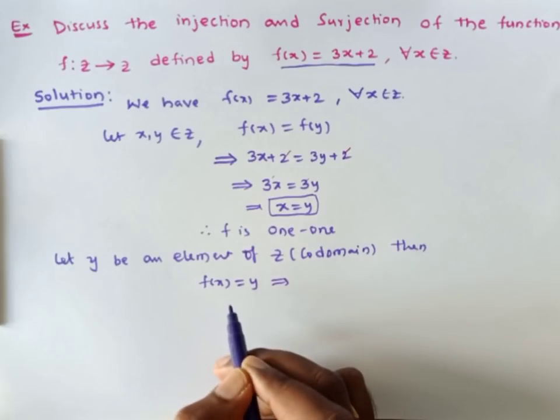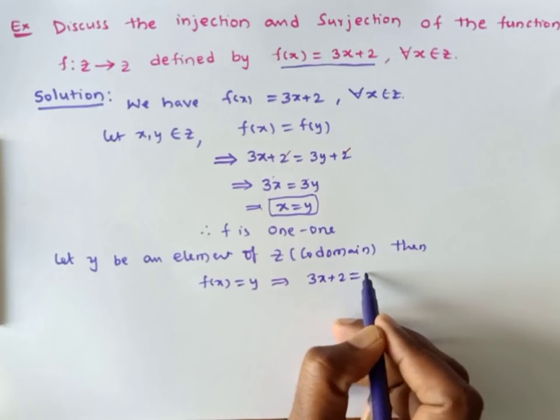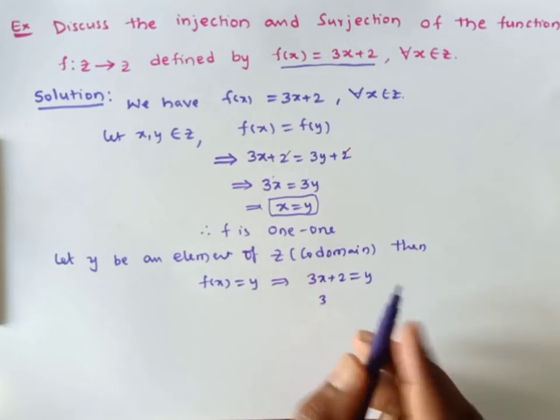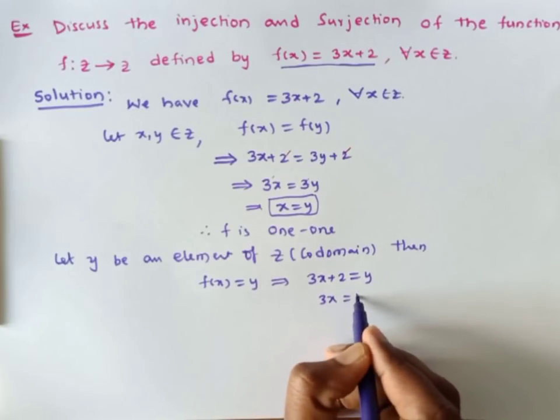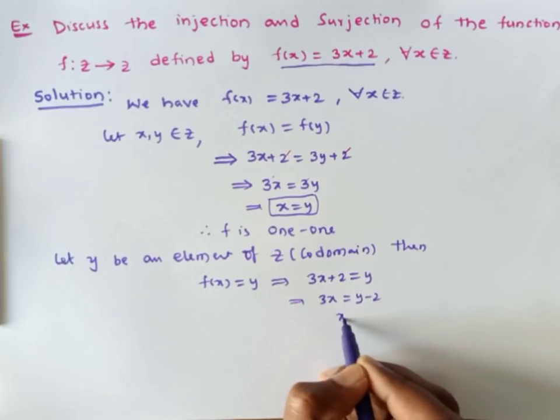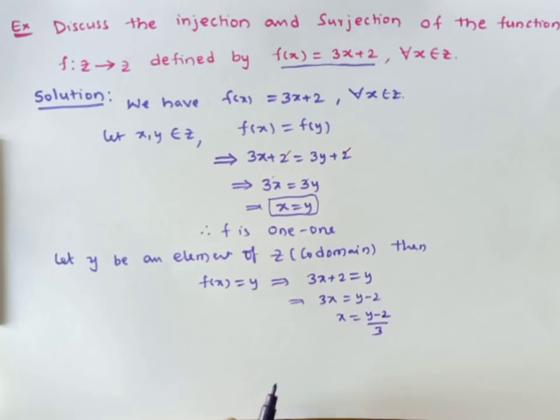So this implies f of x, which is 3x plus 2, equals y. Now let us check the value of x here. 3x is nothing but y minus 2. From this, x equals y minus 2 divided by 3, so x is y minus 2 by 3.